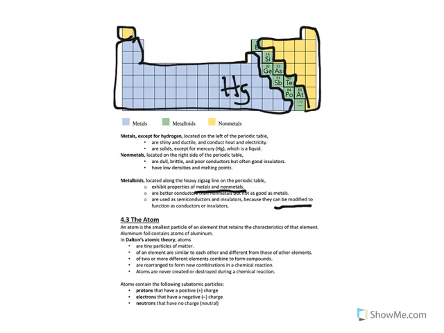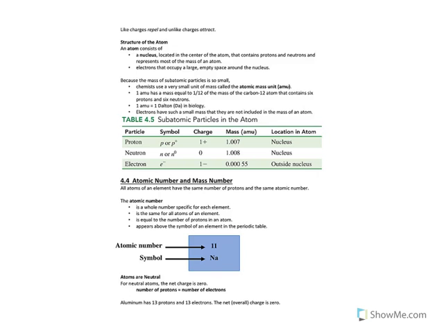Atoms have the following subatomic particles. They have protons, which have a positive charge, electrons with a negative charge, and neutral particles called neutrons. An atom is made up of a nucleus, which is located in the center of the atom. Inside the nucleus are all of your protons and your neutrons.